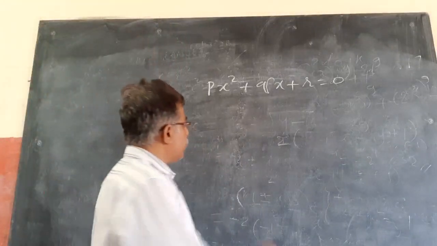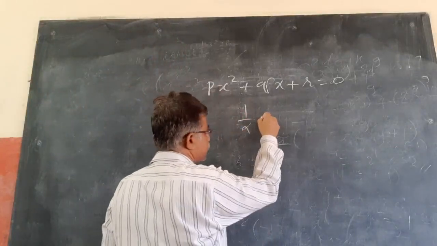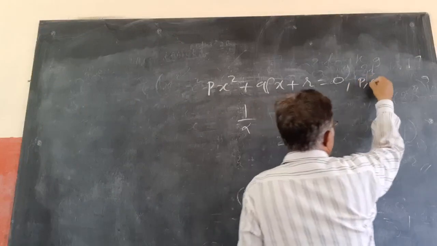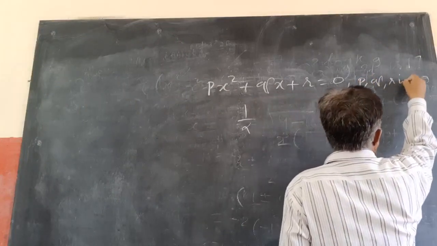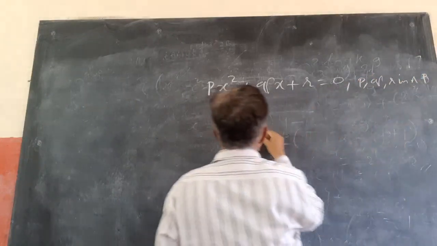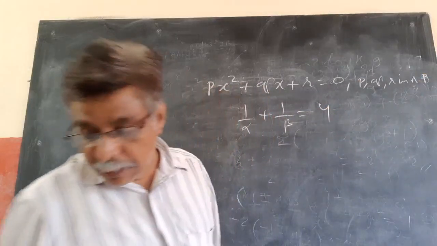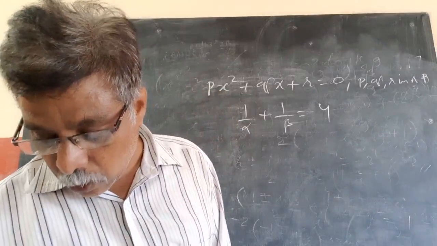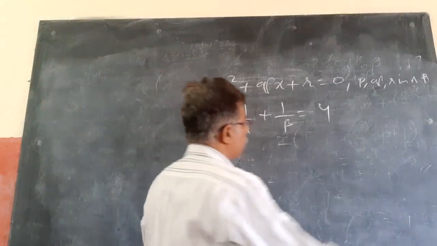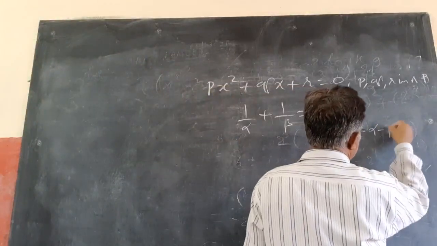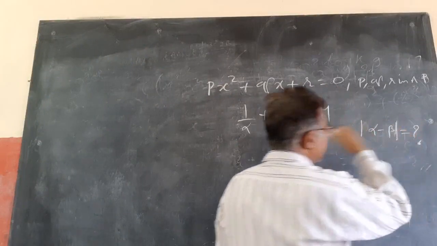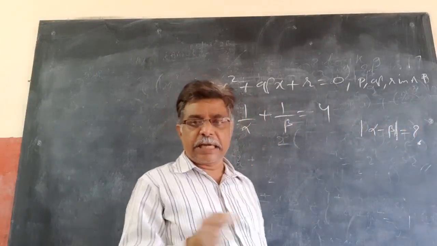And if P, Q, R are in AP and 1 by alpha plus 1 by beta equal to 4, then the value of modulus of alpha minus beta equal to how much? So same alpha plus beta, alpha into beta concept.